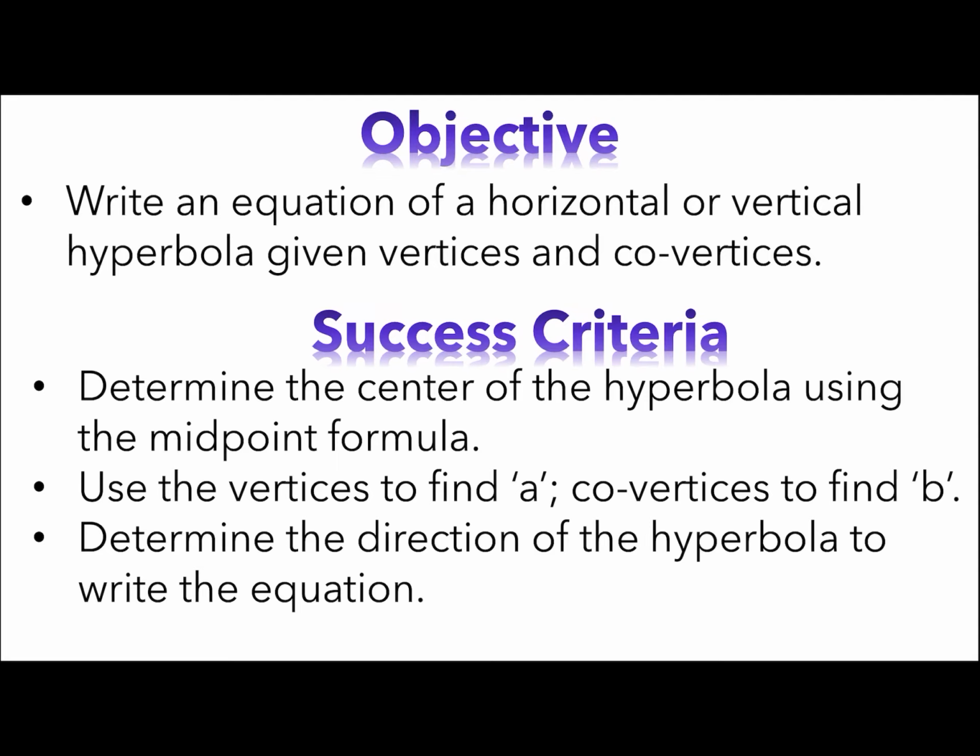You're going to be writing an equation of a horizontal or vertical hyperbola given vertices and co-vertices. Your success criteria is to determine the center of the hyperbola using the midpoint formula, and also use the vertices to find A, co-vertices to find B, and determine the direction of the hyperbola to write the equation.